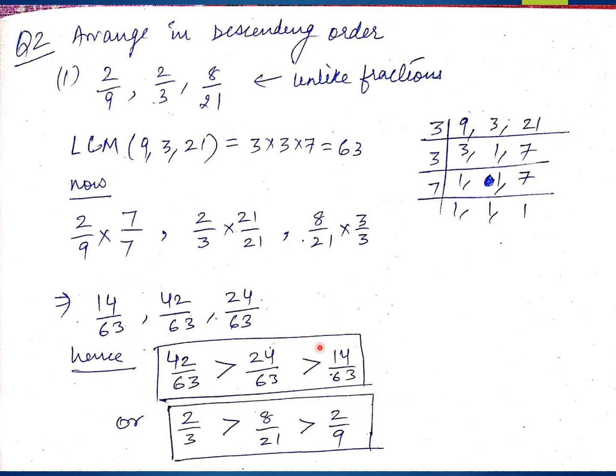See, I have written here. After writing this, you may write the proper answer, which is the question. So we saw that 42 upon 63 is actually 2 upon 3. See one? These two were the same. So 2 by 3 is the largest. Then 24 by 63 is actually 8 upon 21. And 14 upon 63 is 2 upon 9. I hope you got this.